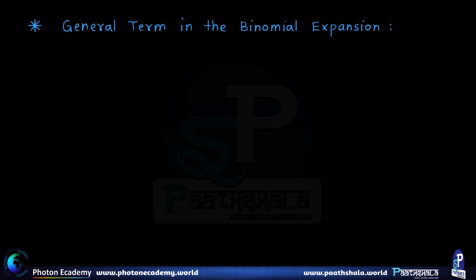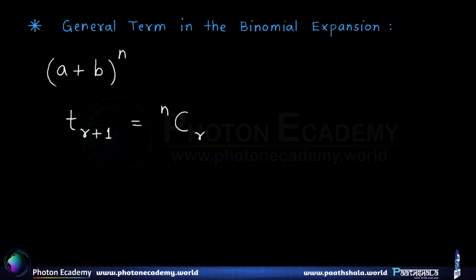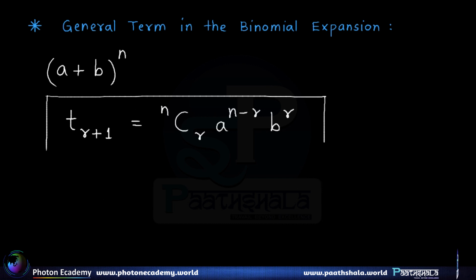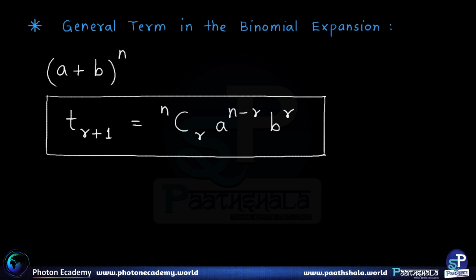So therefore we will now write the formula for the general term of expansion of a plus b raised to n. For a plus b whole raised to n, suppose we want to find the term tr plus 1, that is given by ncr a raised to n minus r and b raised to r. So this is the formula for any general term in the binomial expansion.